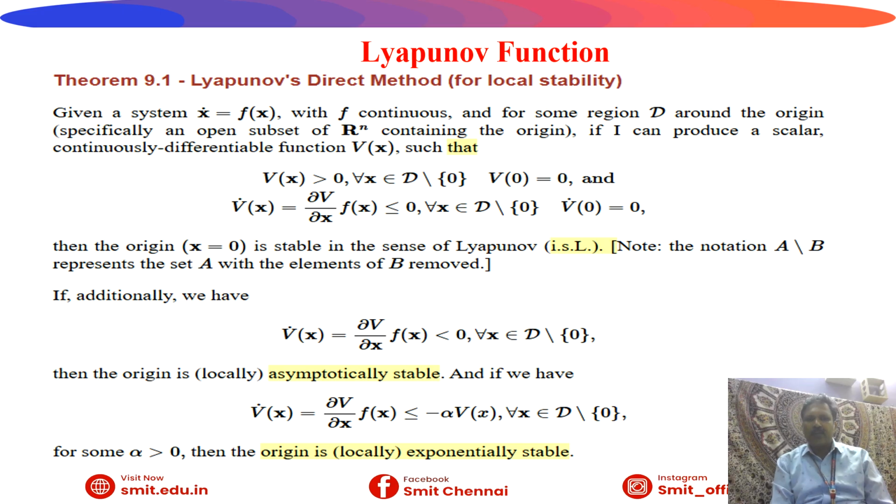If additionally we have V dot of x equal to dou V by dou x times f of x less than 0, then the origin is locally asymptotically stable. Then if we have V dot of x equal to dou V by dou x times f of x less than or equal to minus alpha V of x, with alpha greater than 0, then the origin is locally exponentially stable.